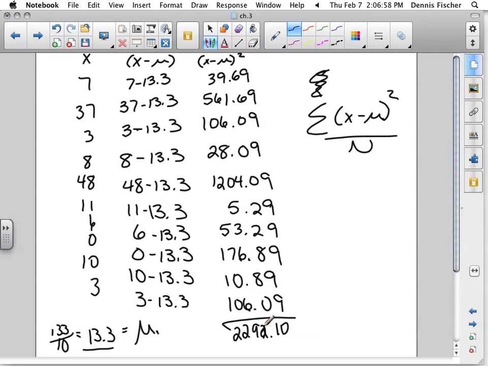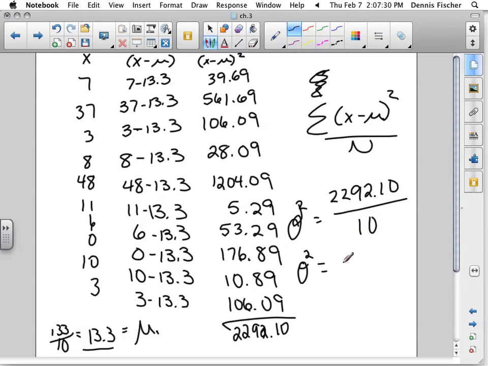Okay. Now, if you look at the formula, it says the sum of (x minus mu) squared, right? That's what this is. So is that our variance? That's the top part. So really, we're going to have 2292.10, so I should say sigma squared, 2292.10 over, how many values do we have? 10, so over 10.